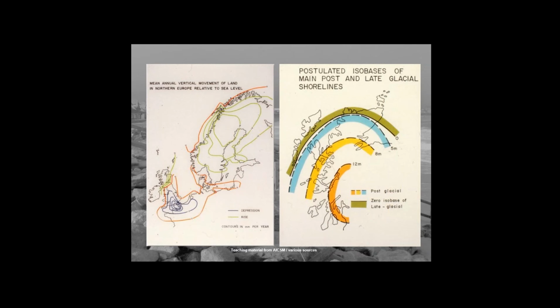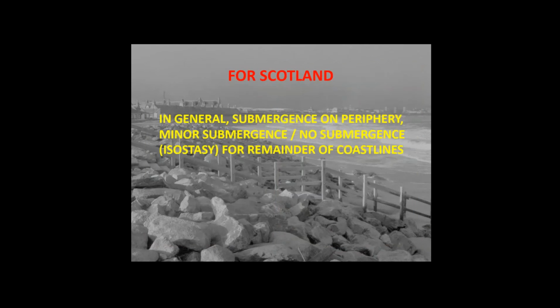And this is just another variation done by different authors on the isobases, whether it was a post-glacial shoreline, or a late glacial, or dry ice, whatever. And there are hundreds of papers on this in the Scottish literature about where these coastlines and elevations of the sea were. So for Scotland, in general, submergence on the periphery, minor submergence, no submergence for the remainder of the coastline. So for Scotland, you cannot say one size fits all for the effect of sea level changes. Simply impossible. It's highly regional.